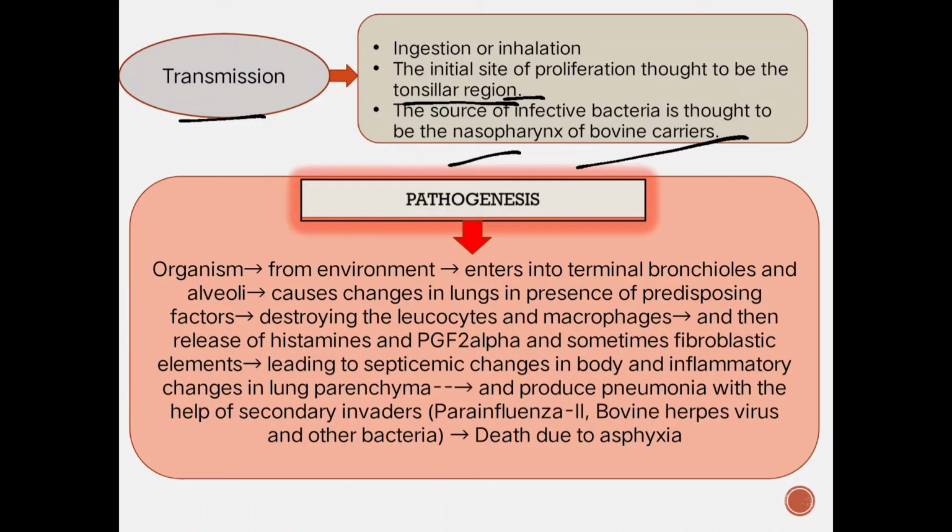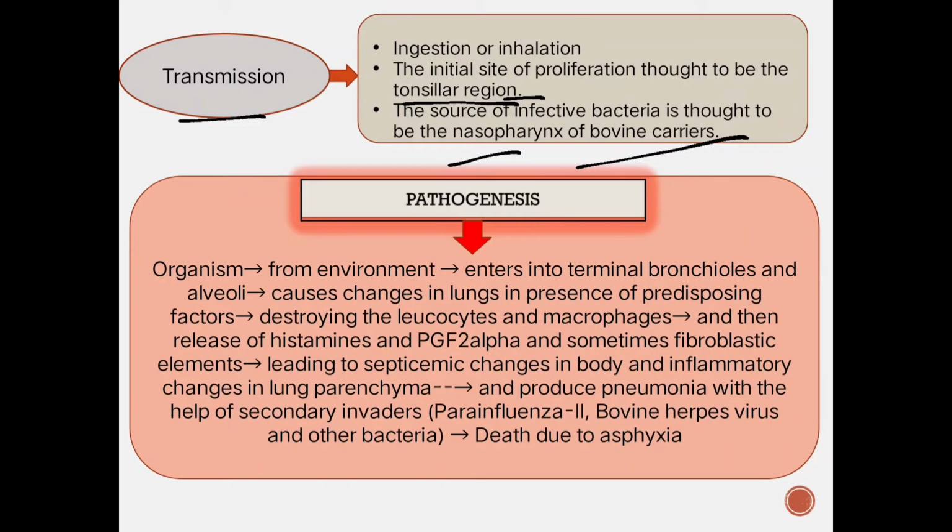And there they destroy the leukocytes and macrophages. Thereby they are countering or reducing the immunity of the host cells, and then they release histamines and PGF2 alpha. These are inflammatory mediators leading to inflammatory conditions, and sometimes fibroblastic elements, that may ultimately lead to septicemic changes in the body and inflammatory changes in the lung parenchyma.